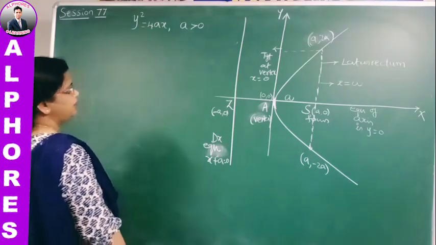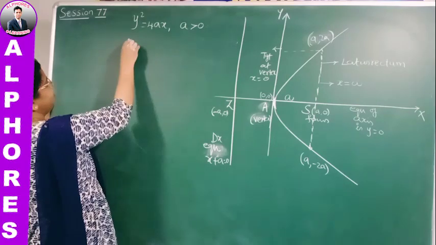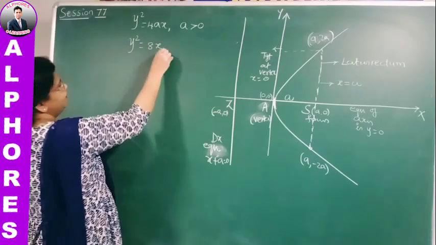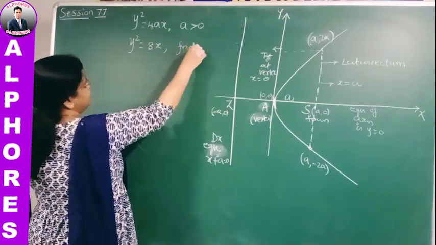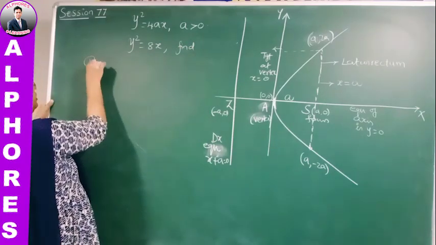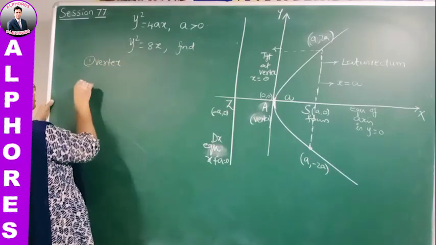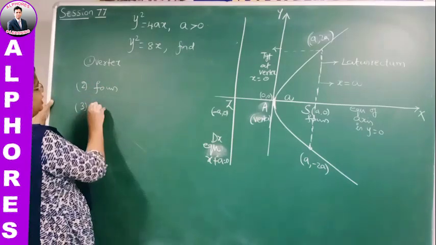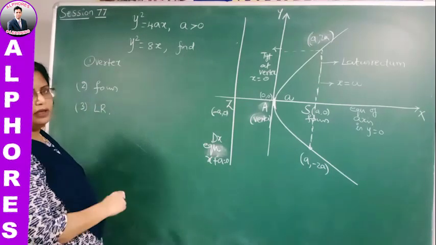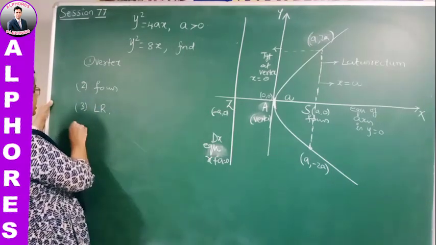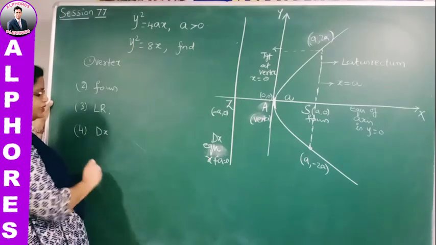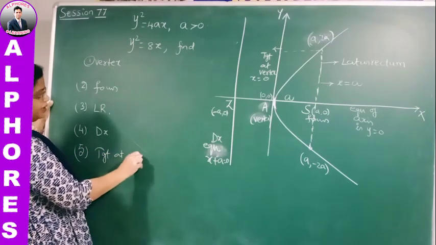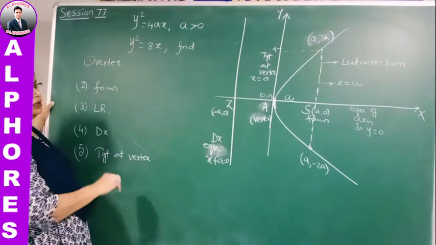Okay. Now let me take a small example. Suppose the problem is given as y square equal to 8x. They will ask to find all kinds of values. First one, the vertex. Second one, the focus. Next, the latus rectum coordinates as well as the length, whatever regarding the latus rectum. And next, if they ask about the equation of the directrix and the equation of the tangent at vertex also. So if they ask about all these points, then how to find them?